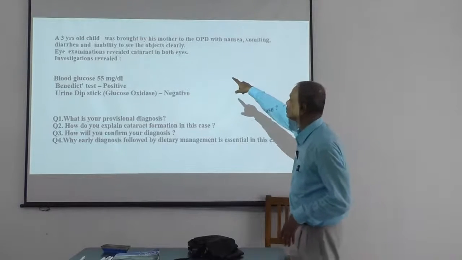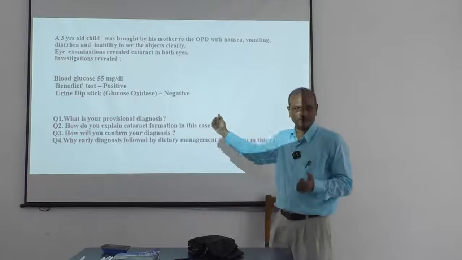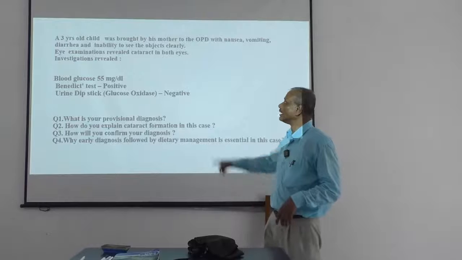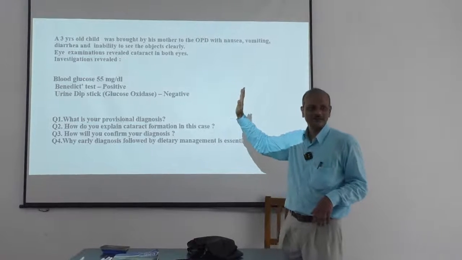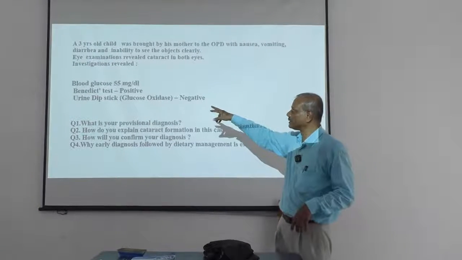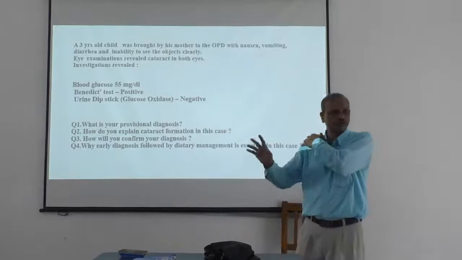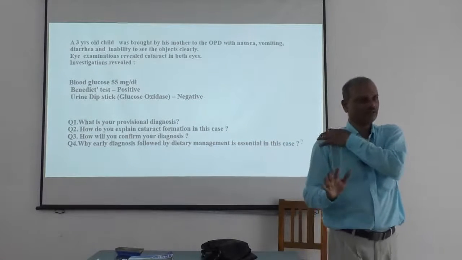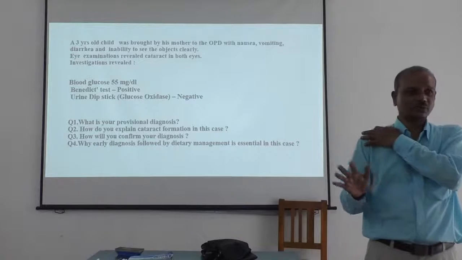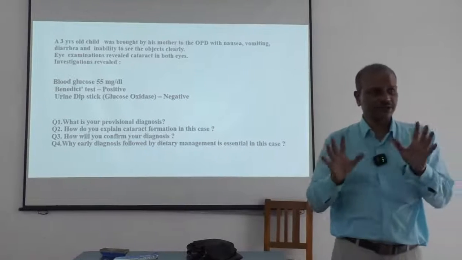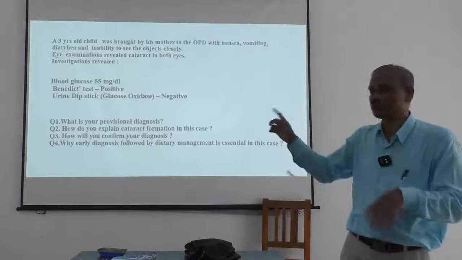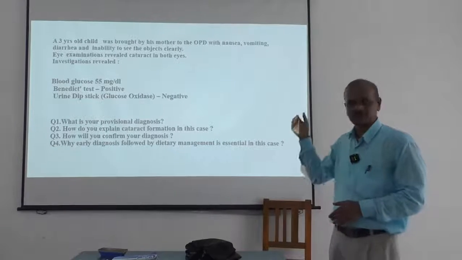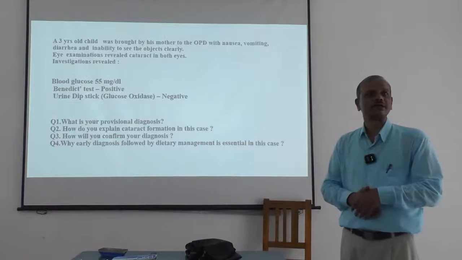So here, you see inability to see the objects clearly because the lens has become opaque, that is why he cannot see. Eye examination reveals cataract. Now tell why it happened. Benedict is positive, did you understand properly that here the blood glucose has decreased? Hypoglycemia is a feature, but it will not occur always. But this is one feature I am telling you. You must know why blood glucose level is low. You read it. Benedict test is positive. Why is the Benedict test positive, tell me?